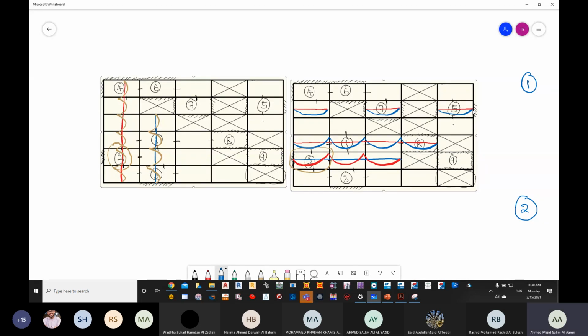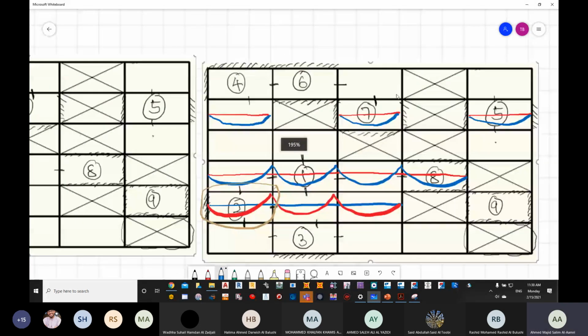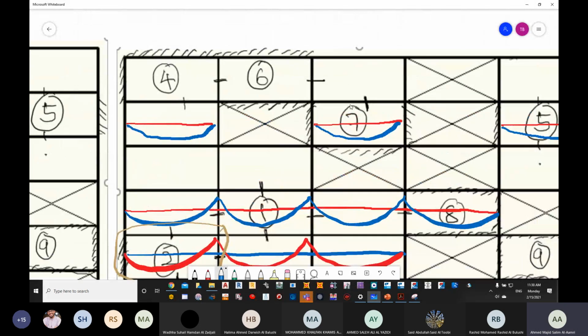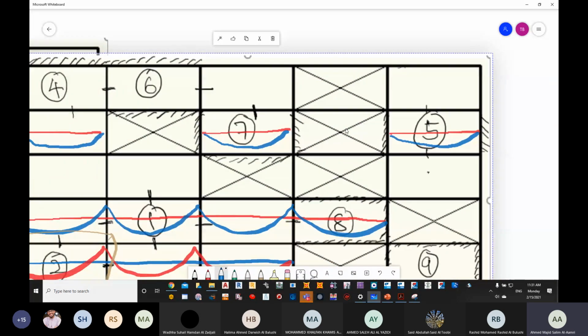All of them are discontinuous on this side. Right? Do we have any continuity for 7 on both left and right? For 7, do we have any continuity on both left and right? No. So it needs to be simply supported, right? It tends to be discontinuous from both sides. What about 5? Do we have continuity from left and right? No. So once again, it tends to be discontinuous and the bending moment is equal to 0.